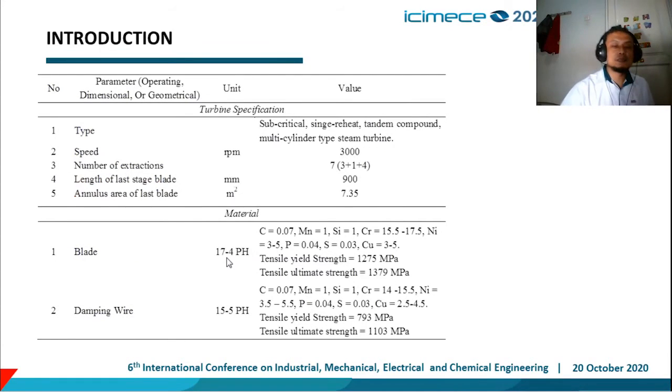This is the steam turbine we analyzed. Speed is 3000 rpm, length of the last stage blade is 900 mm. Blade material is 17-4 PH. Lashing wire is 15.5 PH.